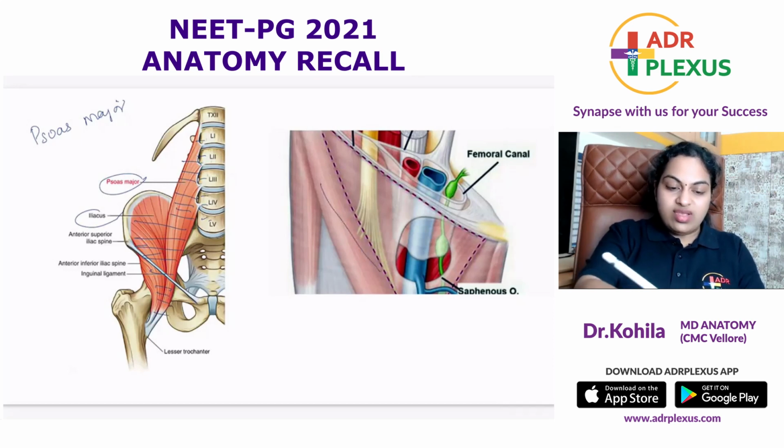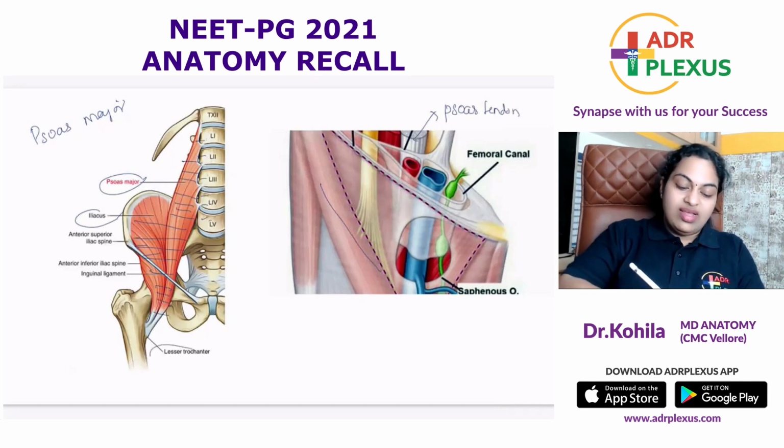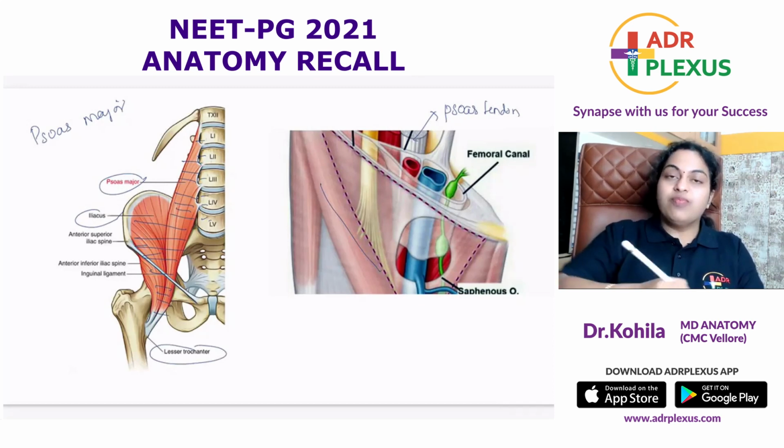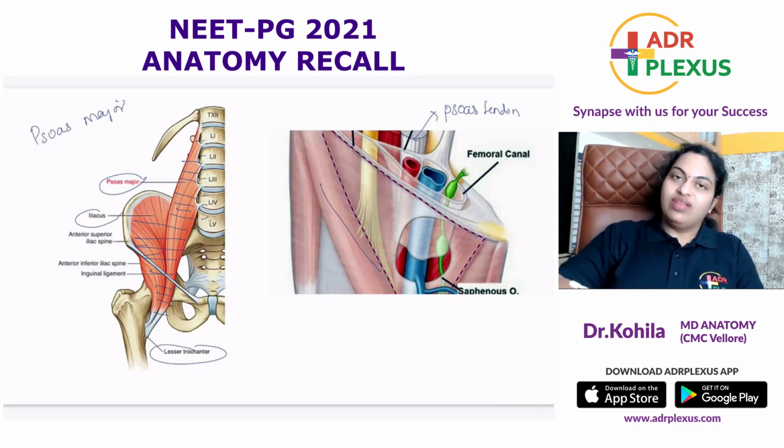So your sartorius. Can you see the psoas tendon here? Where does it go for insertion? Yes, into the lesser trochanter of the femur. Spasm of this muscle will produce flexion and medial rotation. This is your iliacus there. Remember the psoas tendon.